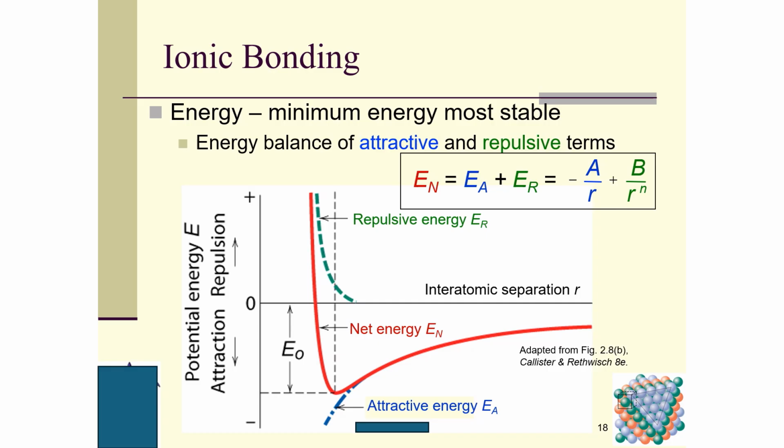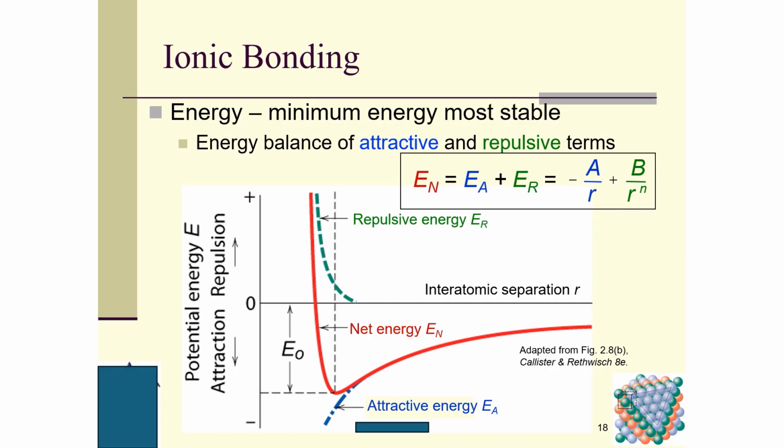So here, excuse me, this is the potential energy E. Below zero we have attraction, and above zero we have repulsion. Here is the interatomic separation R, the distance between these two atoms. This is the equilibrium state. Above the equilibrium distance, we have attraction.